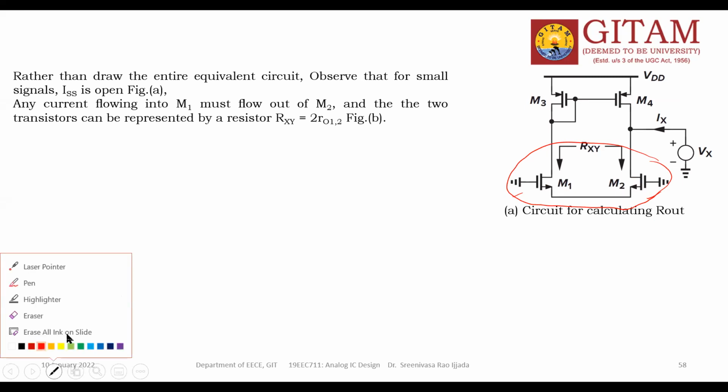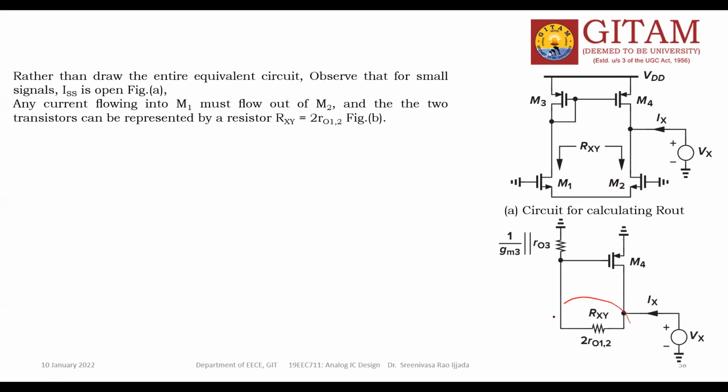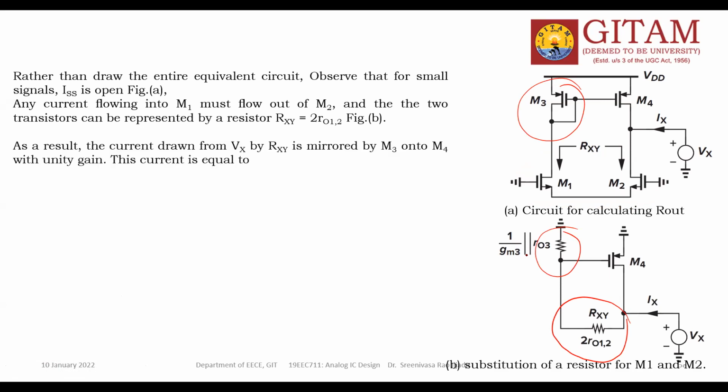See, here it is already replaced. And this M3 is diode connected, so I can write this as what? A resistor of 1 by GM3 in parallel with R03, and M4 should be as it is. As a result, the current drawn from Vx by RXY is mirrored by M3 onto M4 with unity gain.